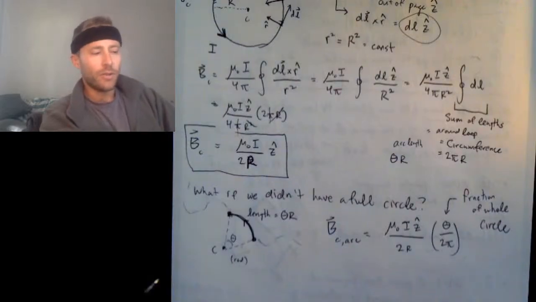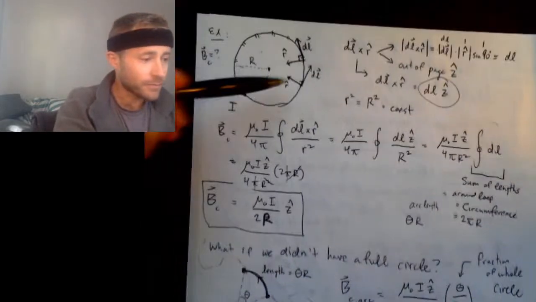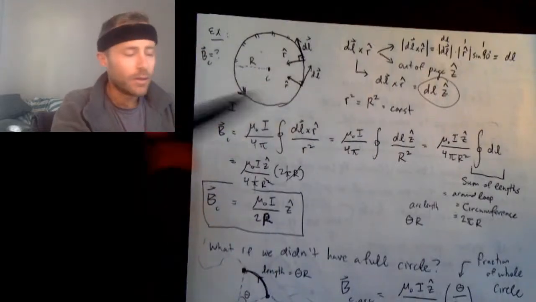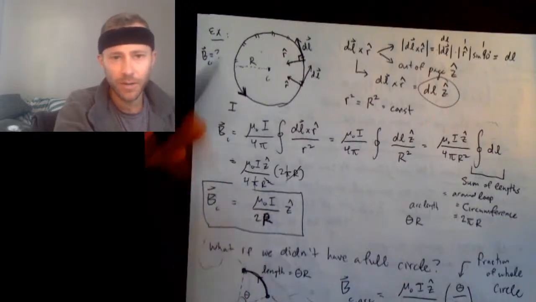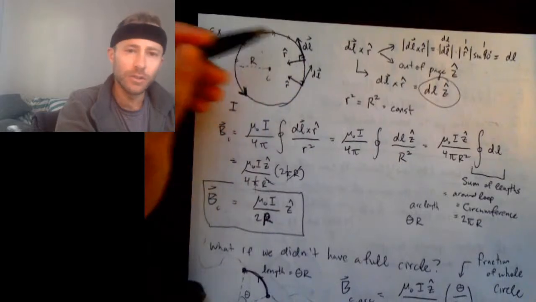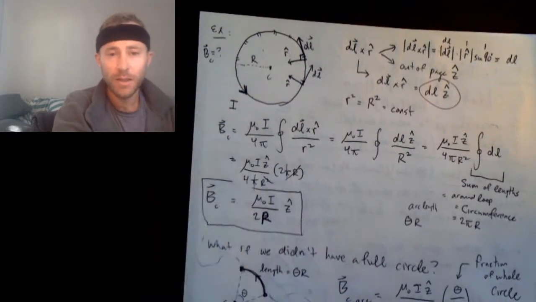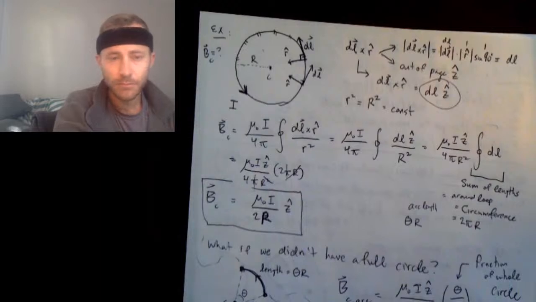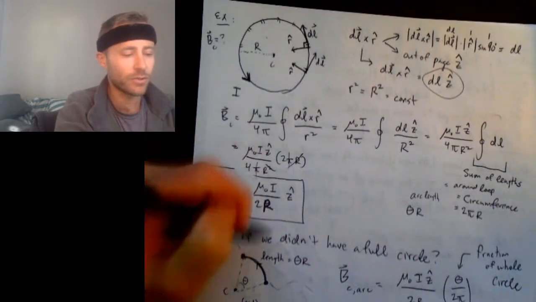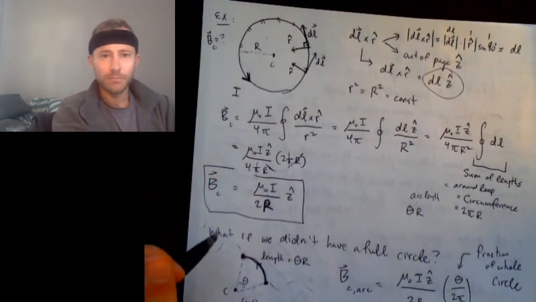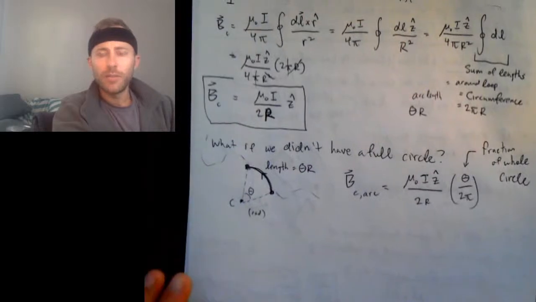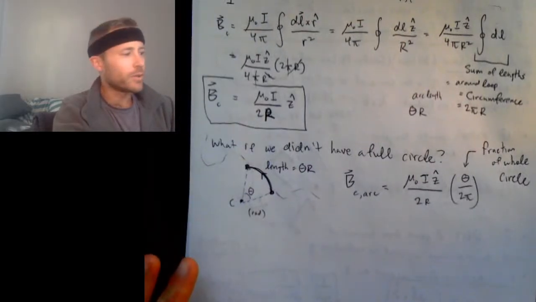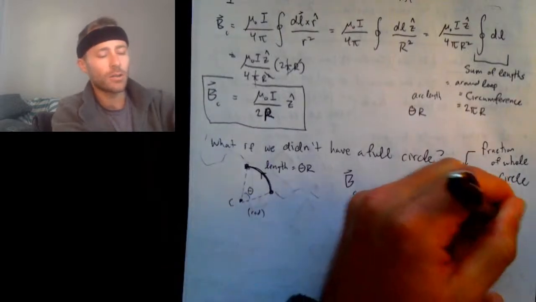So if you have half of a full circle, you would take this answer for the full circle and divide it by 2. If you had 60 degrees worth of an arc, 60 degrees is a sixth of a circle, so I would take the result for a full circle and divide it by 6. If you have a quarter circle, you'd take the result for a full circle, divide it by 4, etc. That's really useful because we'll be doing problems with circular arcs.